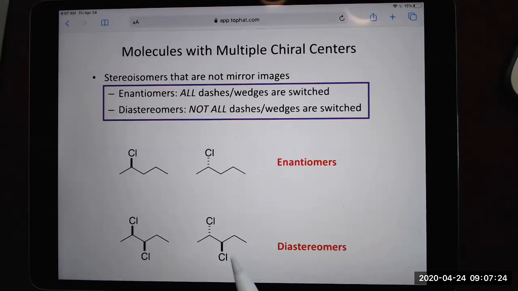Okay. Now, if you're trying to compare enantiomers versus diastereomers, the easiest way to do it is to look at how the wedges and dashes have been flipped. If all of the wedges and dashes have been flipped, then they're enantiomers. If not all of them, so here we're going to hold this one steady and then only flip this one, that makes these two diastereomers, so not mirror images. They're stereoisomers that are not mirror images.